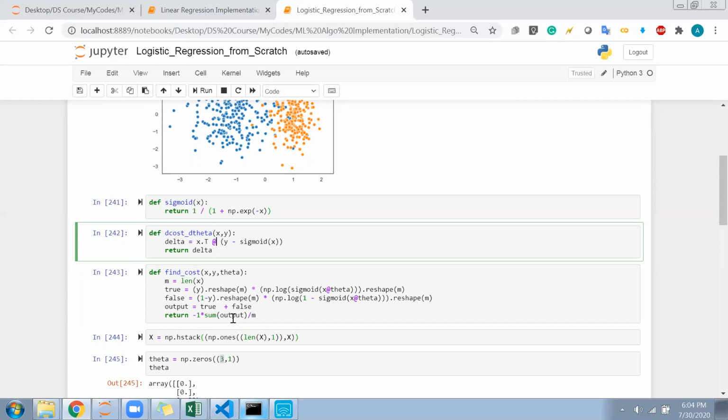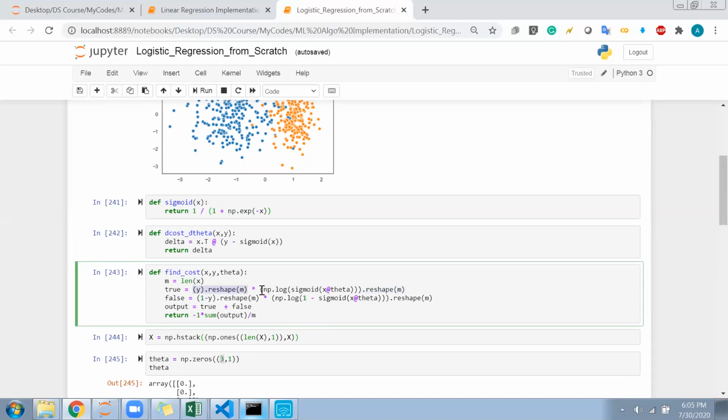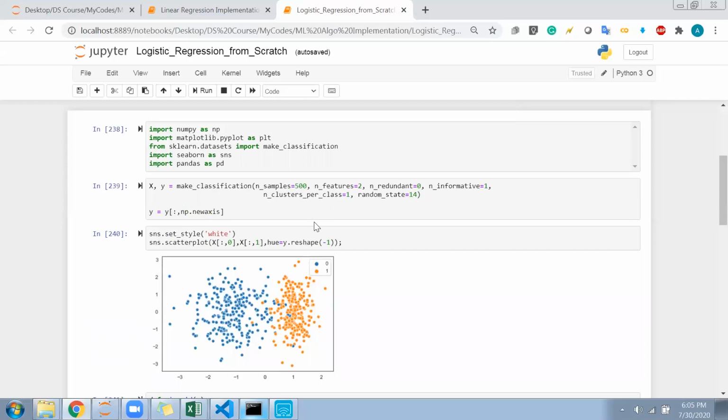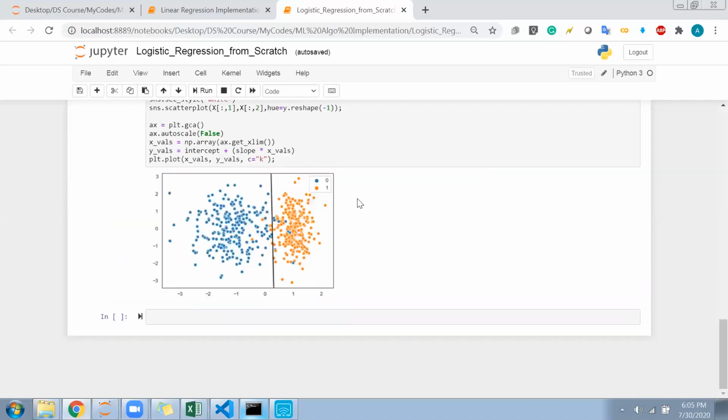You would be wondering why I'm using this dot reshape. Try to see why I'm doing this reshape, and maybe later I'll tell you why we have used this. All right, so that was it for this logistic regression.